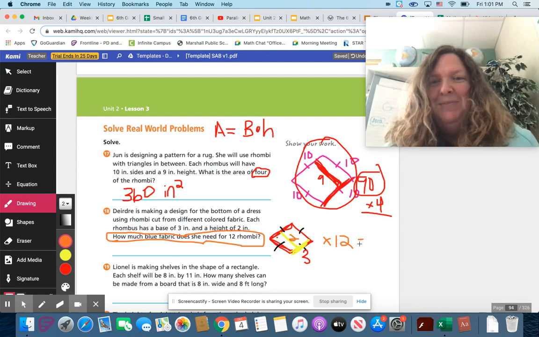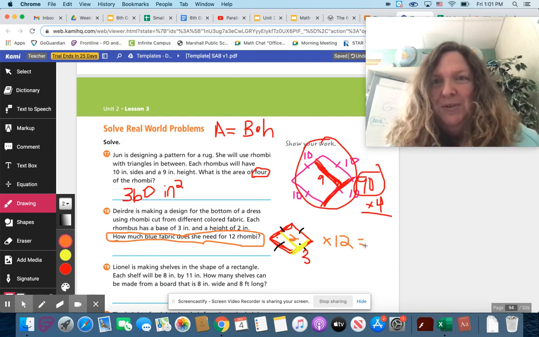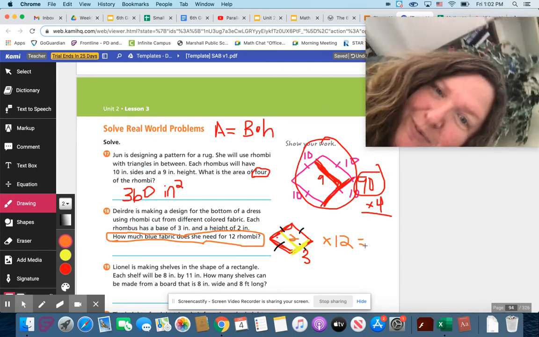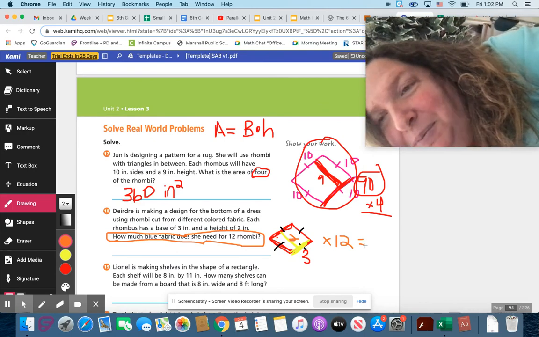So keep going. Keep drawing a picture. Keep turning it if you need to. Turning your book if you need to. Don't feel silly about it. Don't be weirded out by it.